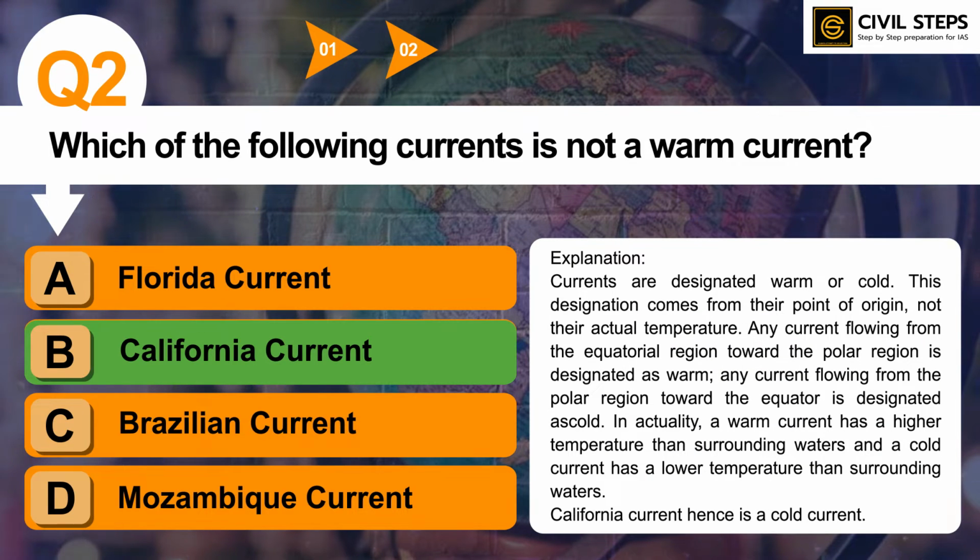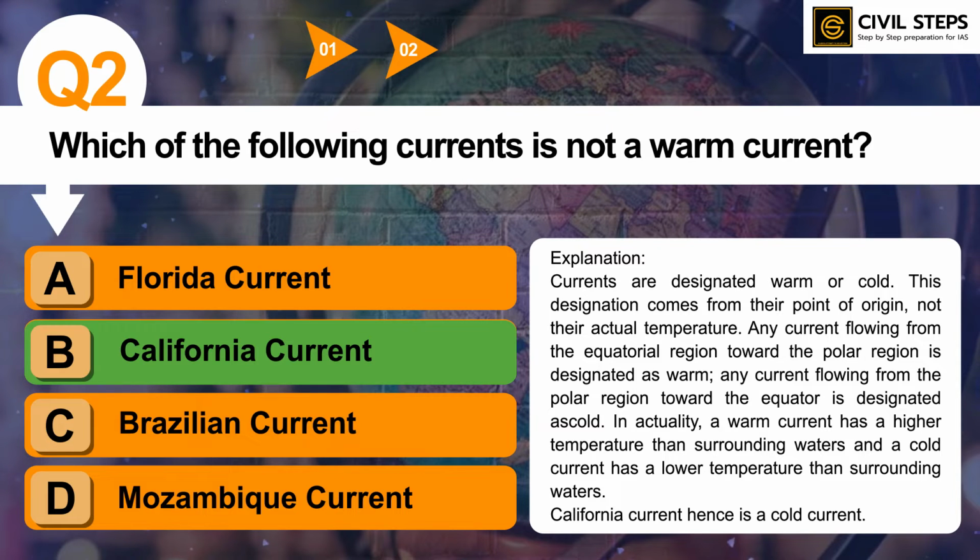Currents are designated warm or cold. This designation comes from their point of origin, not their actual temperature. So any current flowing from the equatorial region toward the polar region is designated as warm. Any current flowing from the polar region towards the equator is designated as cold current. In actuality, a warm current has a higher temperature than surrounding waters, and a cold current has a lower temperature than surrounding waters. So California current hence is a cold current.